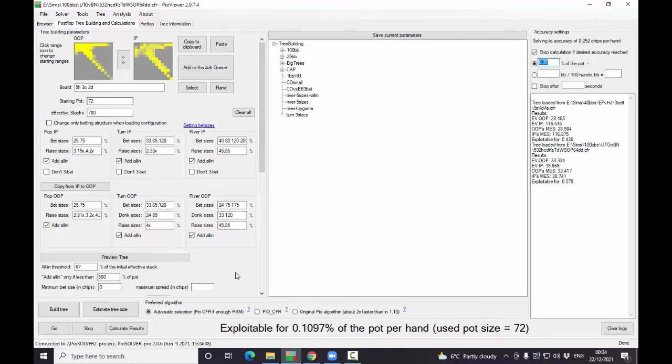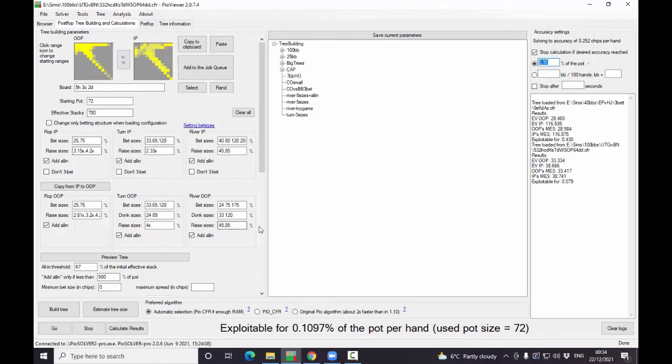Okay, so having set it up, you basically click build tree. Sometimes if the ranges are very wide, the stacks are very deep, and you put in a lot of options, it will overflow. You won't have enough memory, and it'll give you an error message. In that case, you don't really want to change the ranges.